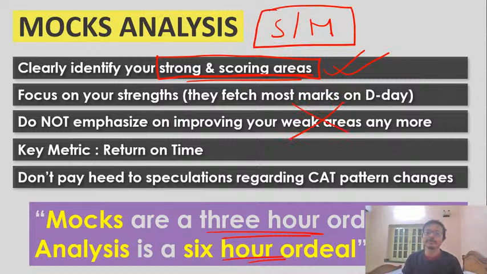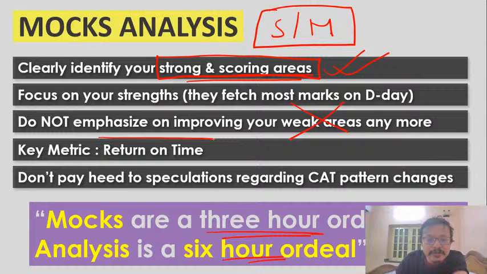People have this wrong notion that they need to emphasize and improve on their weak areas. No. Because remember, in the CAT exam, given that the time has been reduced, especially in the paper, you will not be attempting questions from your weak areas. So don't bother. Try and focus on your strong and moderate areas, because that is what will get you marks.